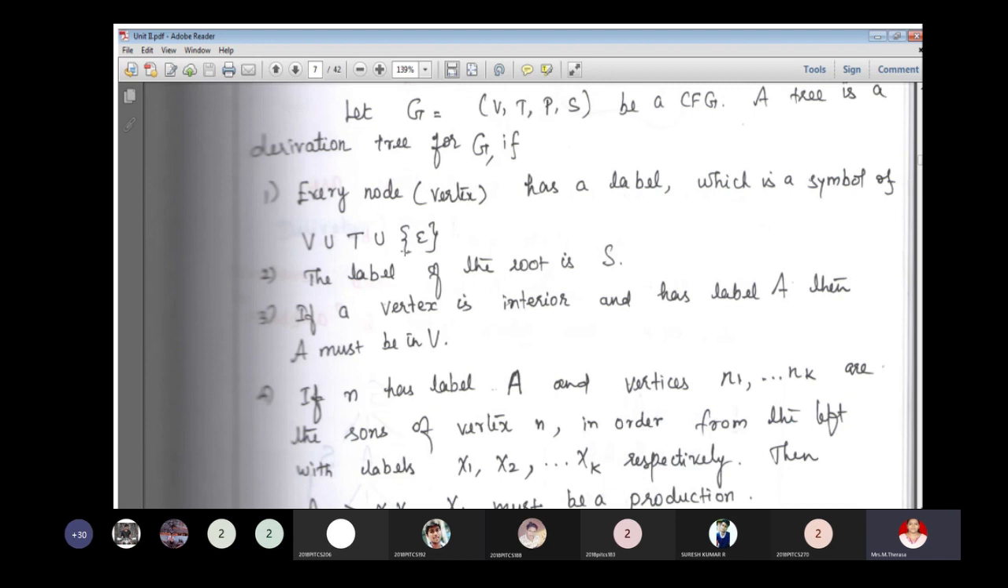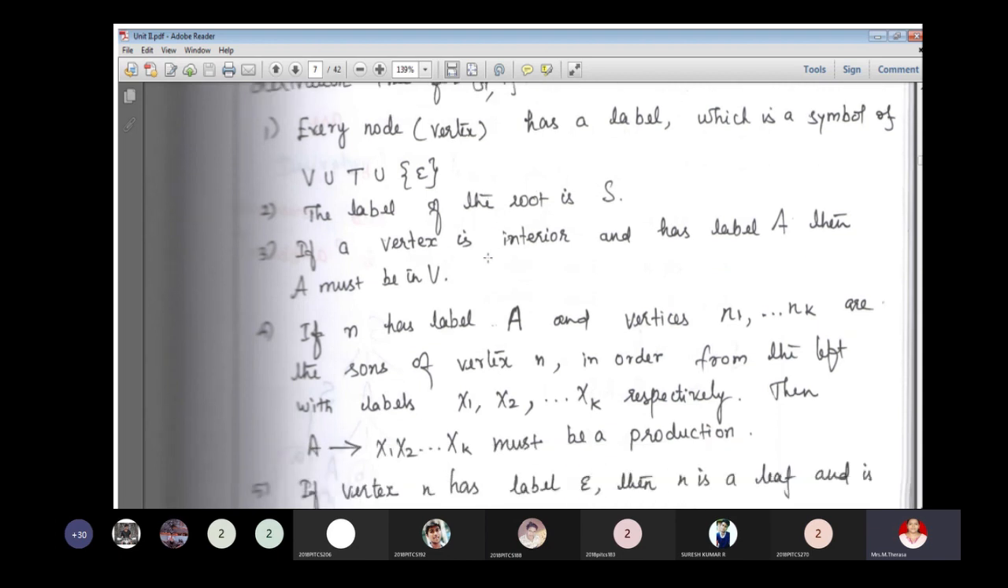Second property: the label of the root is S. So always the root node should be labeled with the start symbol S. Third point: if a vertex is an interior vertex and has a label A, then A must be in variables. So all the interior nodes of the derivation tree which we are going to draw should have a variable as the label. It should not be a terminal. So the root must be labeled with the start variable, and similarly all the interior nodes are to be labeled with variables.